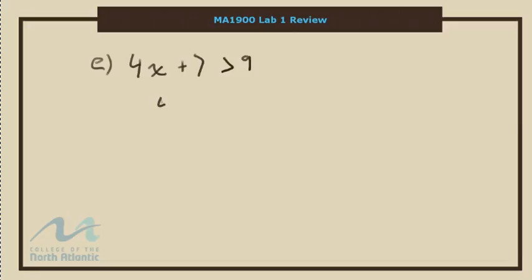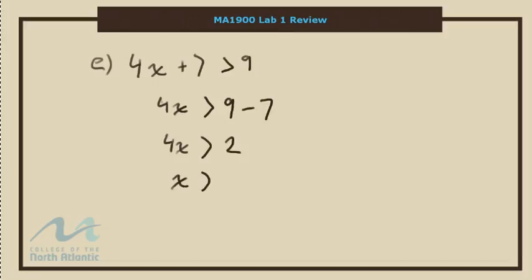So I'm going to say that 4x is going to be greater than 9 minus 7. 4x is greater than 2. x is greater than 2 over 4, which means x is greater than 1 half. So that's how E would work.